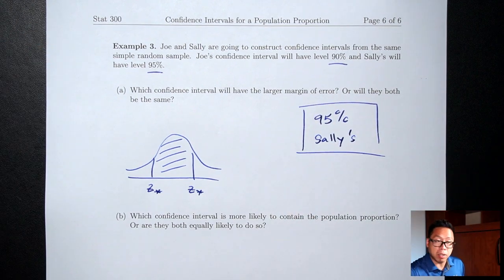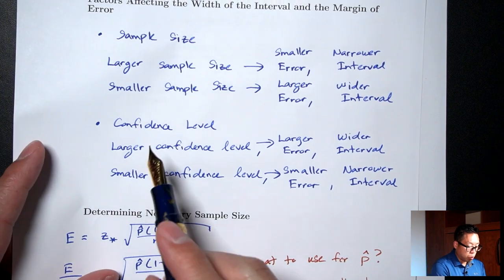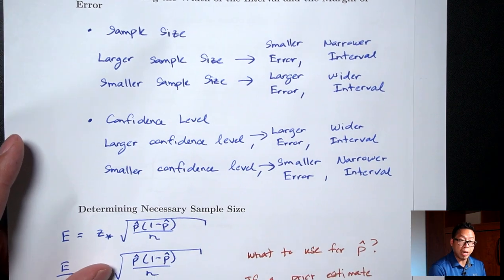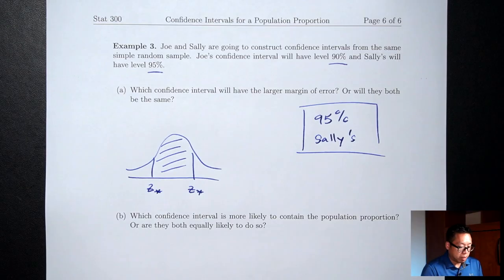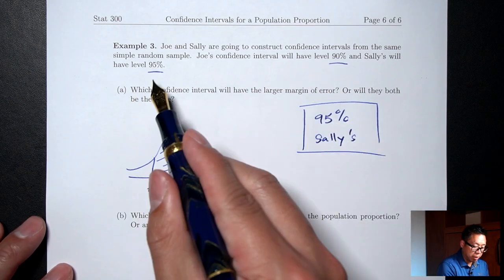If you need to, go back to the notes. We're talking about which confidence level will get you a larger error. So larger error will be the larger confidence level. The larger confidence level will be the 95%.